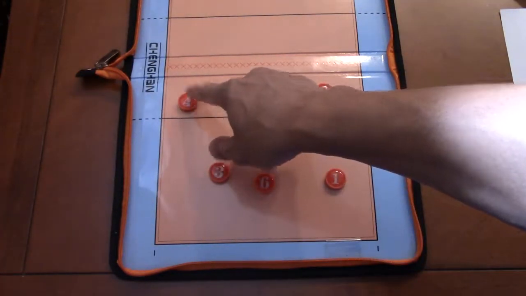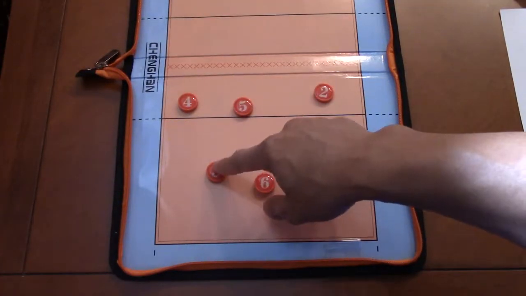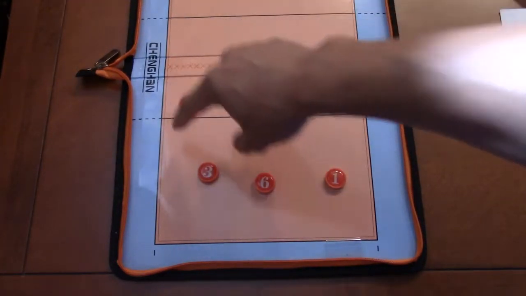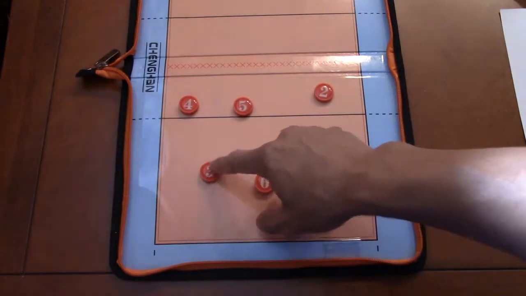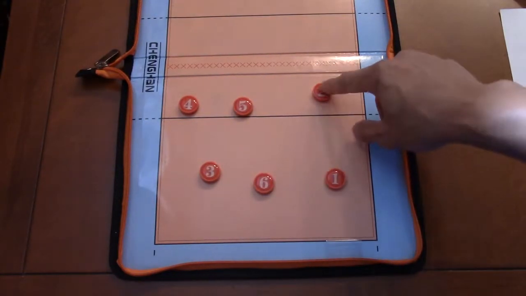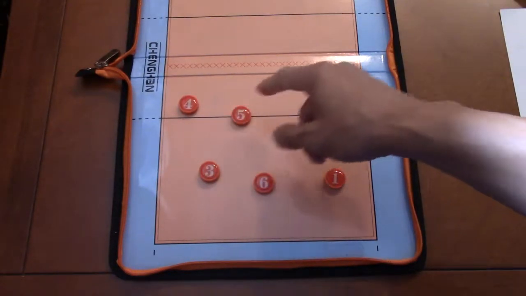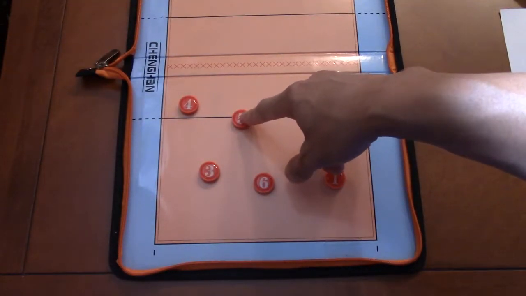So let's take a look at what just happened. We took player 3 and pulled them back. And is player 4 still closer to the left sideline than player 3? Yes. Is player 3 still closer to the net than player 6? Yes. And is player 2 closer to the right sideline than player 3? Yes. And since we also moved player 5, let's take a look.